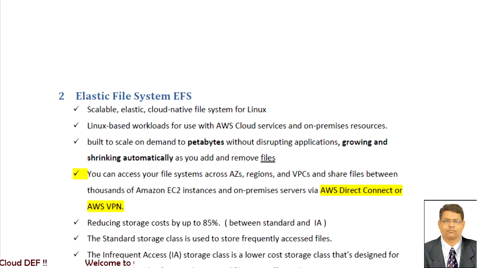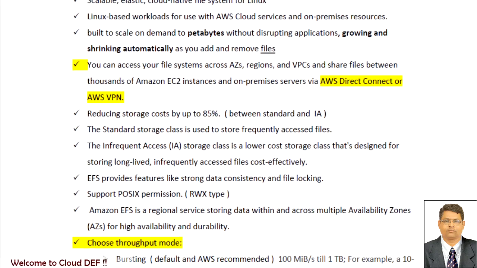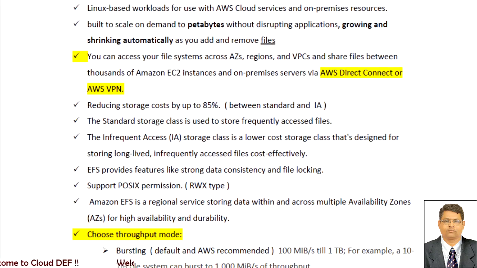Reducing storage costs by up to 85% between Standard and IA. The Standard storage class is used to store frequently accessed files. The Infrequent Access, IA, storage class is a lower-cost storage class that's designed for storing long-lived, infrequently accessed files cost-effectively. EFS provides features like strong data consistency and file locking. Supports POSIX permissions, RWX type. Amazon EFS is a regional service storing data within and across multiple availability zones, AZs, for high availability and durability.